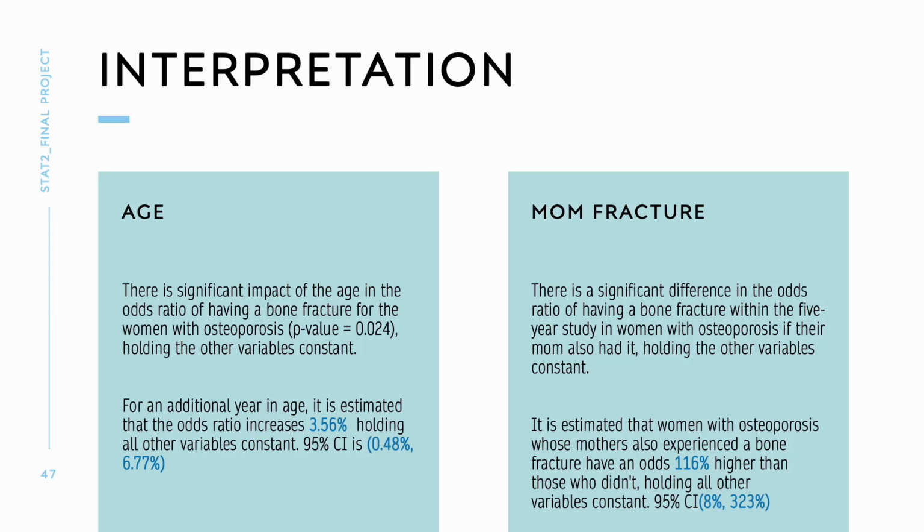Furthermore, family history also plays a significant role. Women with osteoporosis whose mothers had a bone fracture are estimated to have an odds ratio of experiencing a bone fracture that is 116% higher, with all other variables held constant. The confidence interval for this estimate is wide, ranging from 8% to 323%, suggesting that this factor is not only statistically significant but also of practical importance.